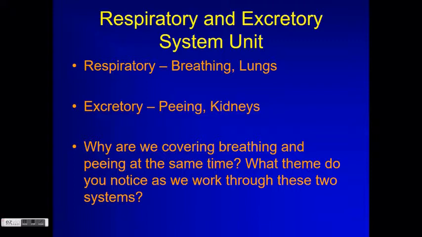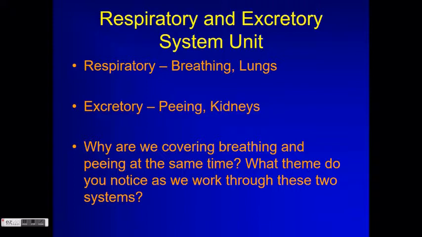And so as you're learning about these two systems, I want you to keep that question in mind. Why are we covering both at the same time? What themes do you notice? On the front side of your notes, you have a diagram that shows the respiratory system. What we're going to do is label certain parts within there, but also look at the mechanics of how this all works. So just make sure you have your note packet available.